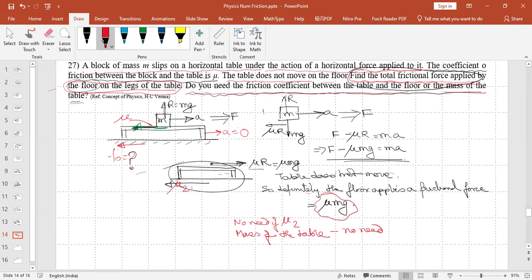Now, here the question is answered, but let's go one step forward. When possibly we would have needed them, the frictional force by the floor and the mass of the table? If the table also moved, then only we would have needed mu2 and the mass of the table. Otherwise, we do not need this information. So that is where it ends. We shall see another problem of friction next time.